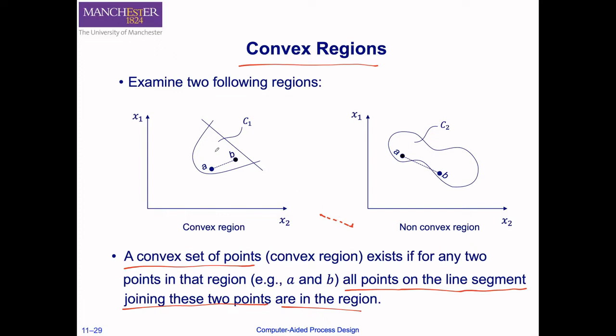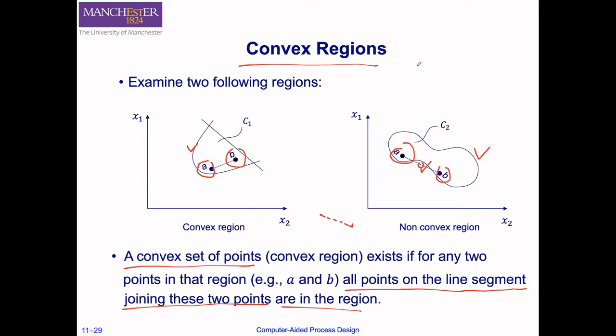Based on this definition, it is easy to determine this region is convex. This is because we take any 2 points A and B in this region and use a line segment to join these 2 points. Then, all the points on the line segment are also in the region. Let's look at this region. This region is not convex. This is because we take 2 points A and B in this region and use a line segment to join these 2 points. Then we can see some points on the line segment do not lie in this region.